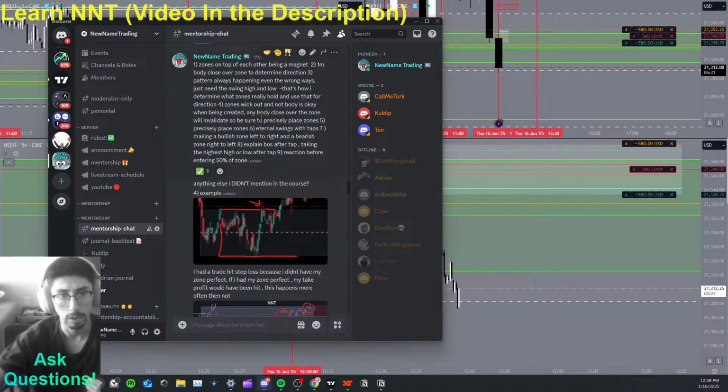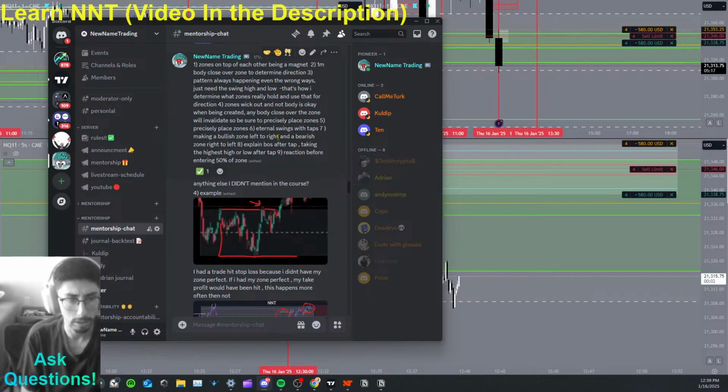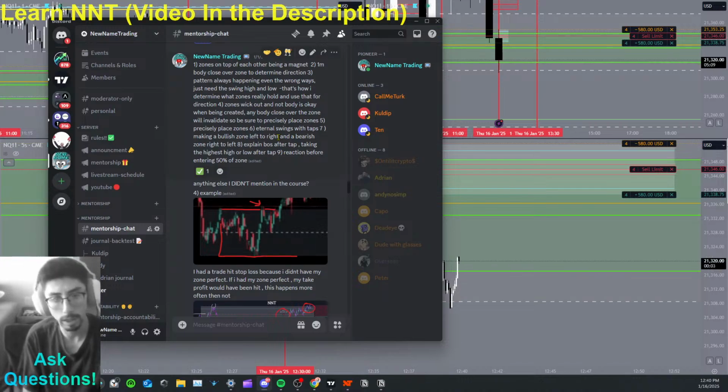And then what's the next one? Eternal swings, I'm not going to get into that. What's next? Making a bullish zone. Oh, you know that already. Making a zone from left to right, a bullish zone, making a bearish zone from right to left. The breaker structure after the tap, I assume you know that already too. Taking the highest high or low after the tap, I assume you know that also. Oh, reaction before entering, I assume you know that too. Just a little bit of reaction before we get into the zone.